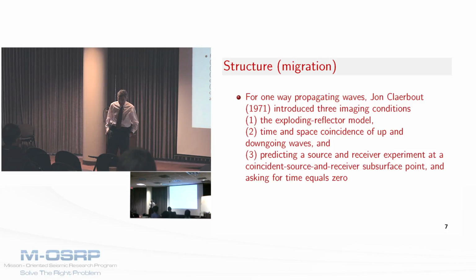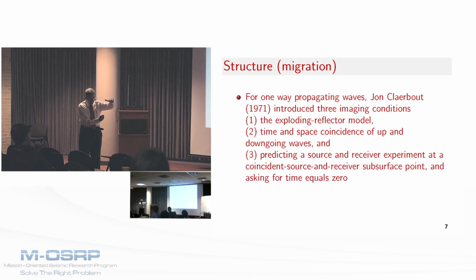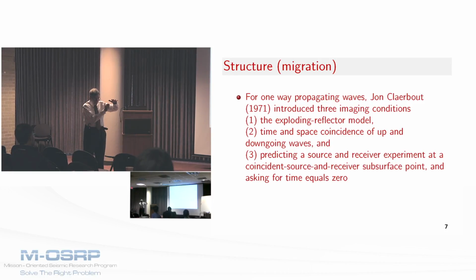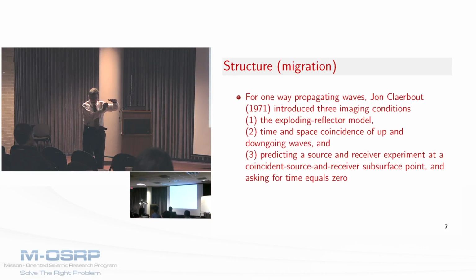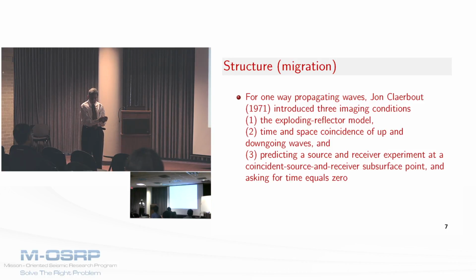Claerbout 3 is a different principle. It says predict what a receiver and a source would do at depth, not the source field. What would a source that's in the Earth and a receiver in the Earth do? Make them coincident. In other words, if you have a source and receiver in the Earth, and I ask for all time, it will give me information about the whole world. If I ask for small time, Claerbout said, then you will get something proximal. It only has small time, so it has to have information in the neighborhood. That was a brilliant thought, and that's a major contribution.